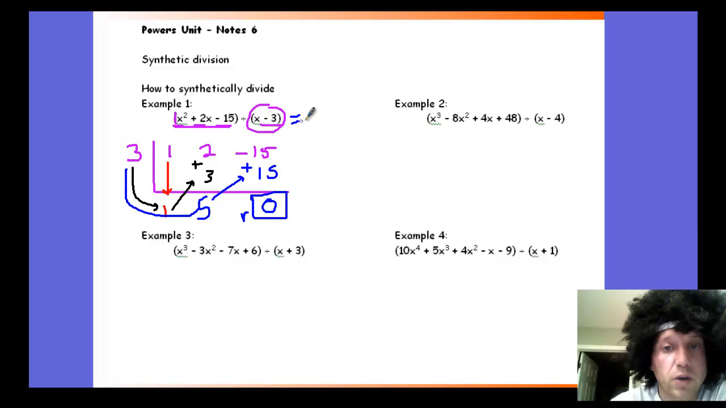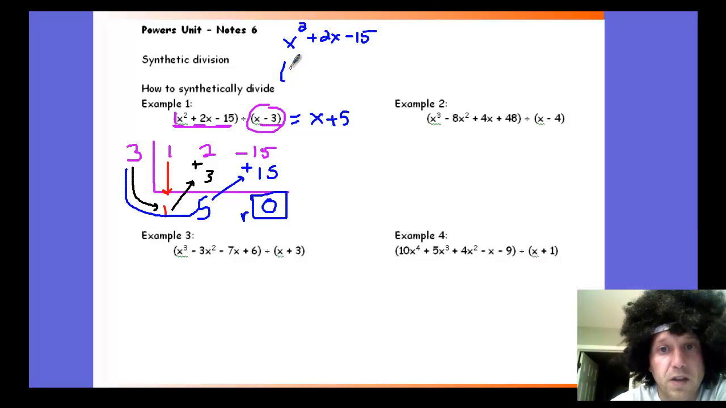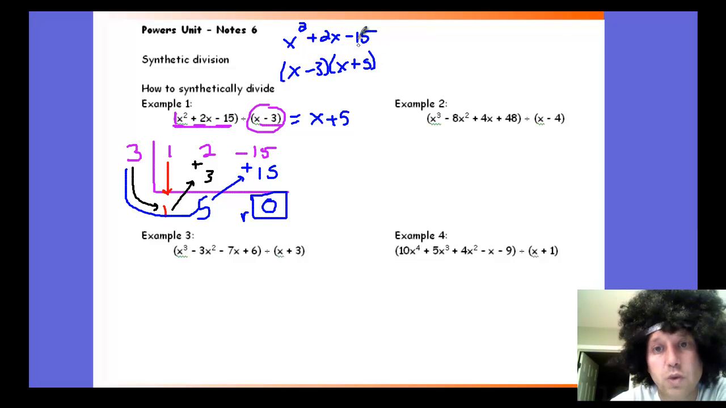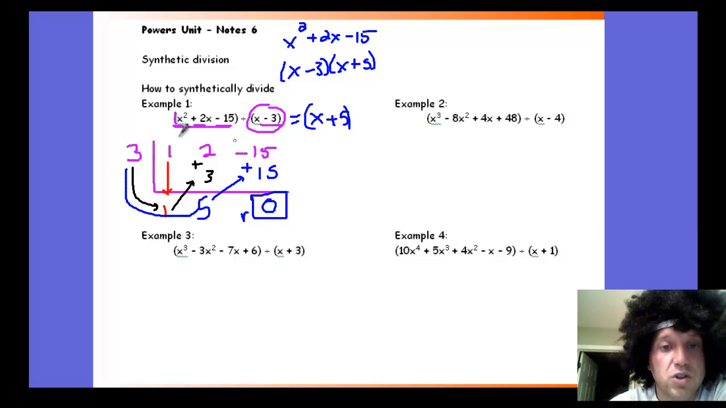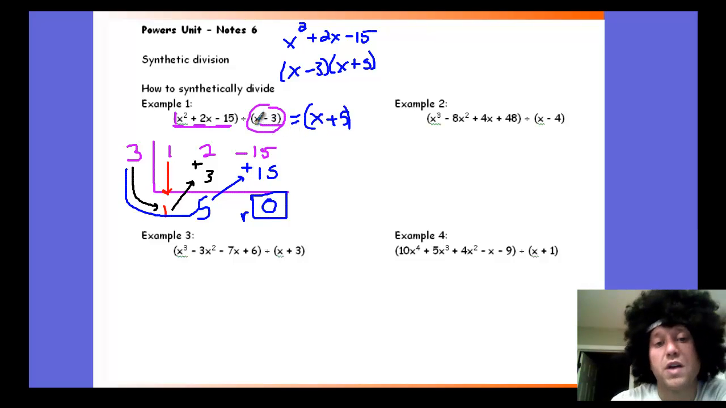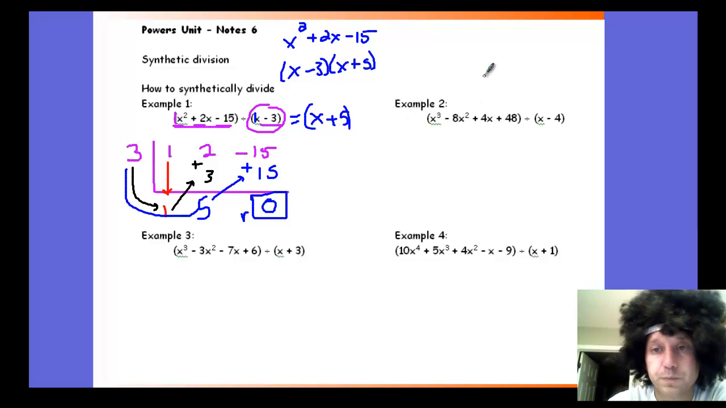So the answer here would actually be x plus 5, which makes sense because we take that original problem and we can factor this. It factors to x minus 3 and x plus 5. So what we've done is we've used synthetic division to find the other factor of that trinomial. So synthetic division is a way of dividing the polynomial by a binomial. Now synthetic division only works if you're dividing by a binomial that has a leading coefficient of 1.